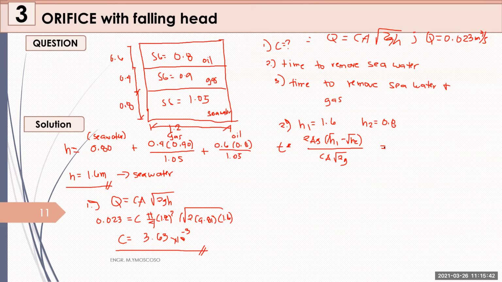Oh, how about the area of the orifice? Hindi ko rin nakuha yung area of the orifice. Sige na lang. Let us have the area of your orifice as 0. Ano nga yung kanina sa problem natin? That is 0.3 meters squared.